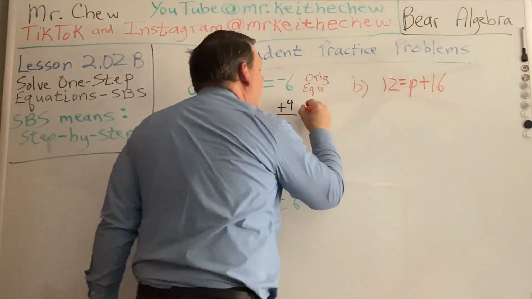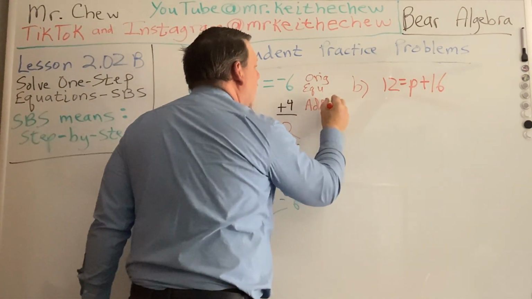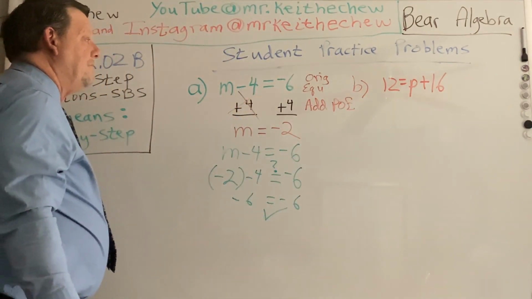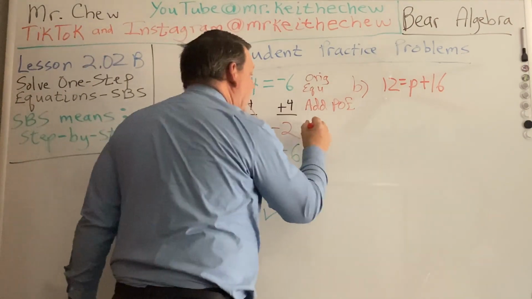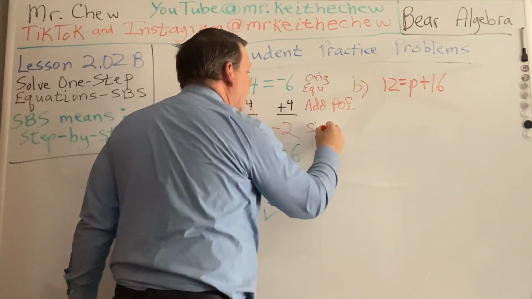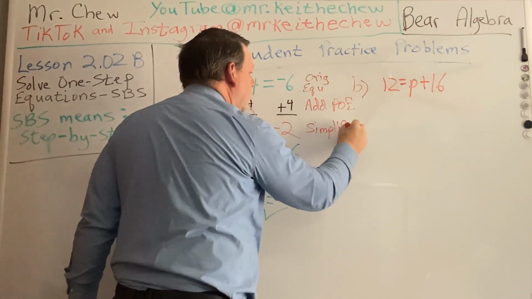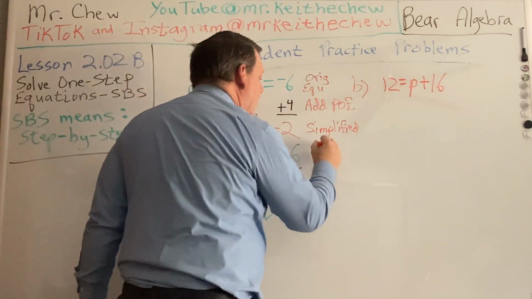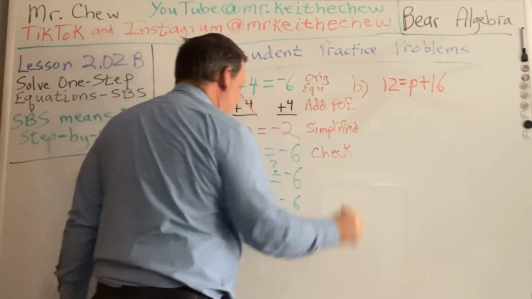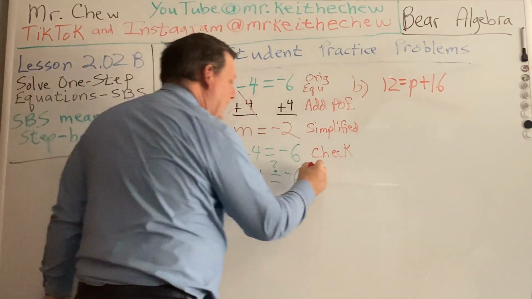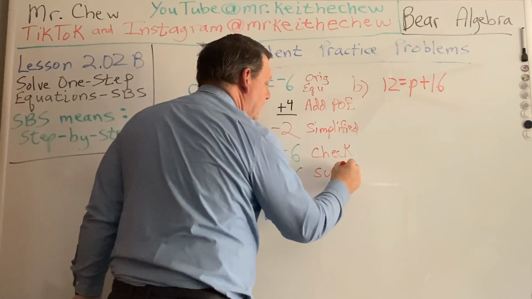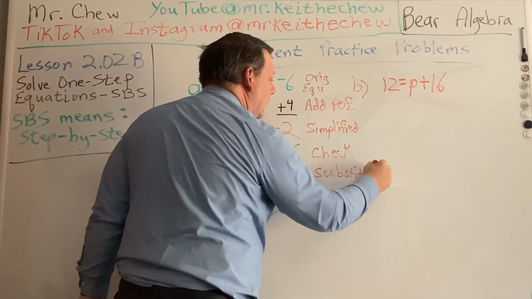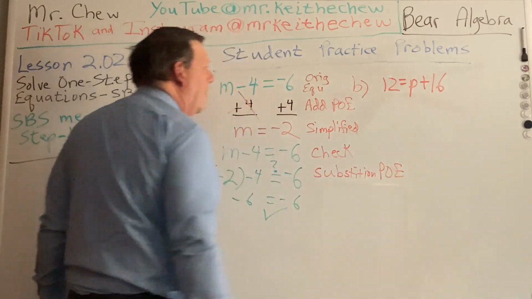This is called the addition property of equality. That's what it's called. I simplified it to get my answer here. This is my original, so I'm going to check it now. I substitute. It's a substitution property of equality. That's the way I write it.